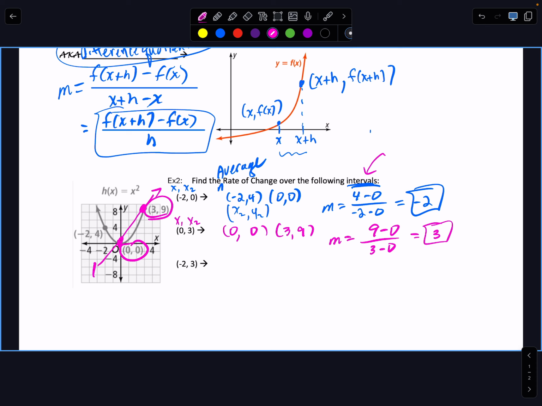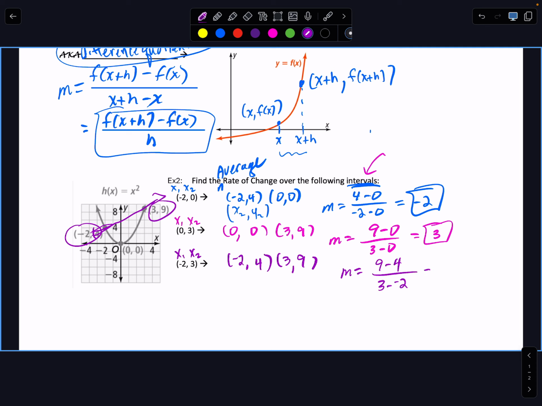So just real quickly then, this is x sub 1, this is x sub 2, so negative 2, and then 3. So instead, on the graph, we are using negative 2, 4, and 3, 9, and we're finding the slope of the line between those points. So negative 2, 4, and 3, 9. And slope is change in y over change in x, 3 minus a negative 2. You get 5 over 5, which is 1.